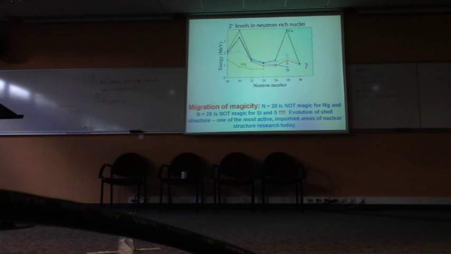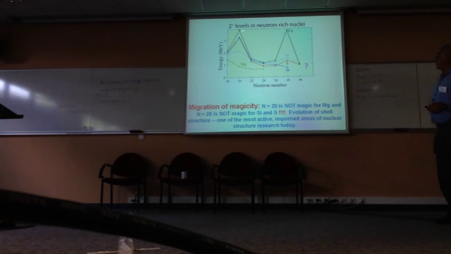And here's a plot that shows that. This is the magnesium-calcium region. It shows the energy of the first 2+ level against neutron number. And what do you expect? You expect high values near N equals 20 and 28, which are two magic numbers. And you certainly get them for calcium. And at N equals 20, you get them for argon, silicon, and sulfur.